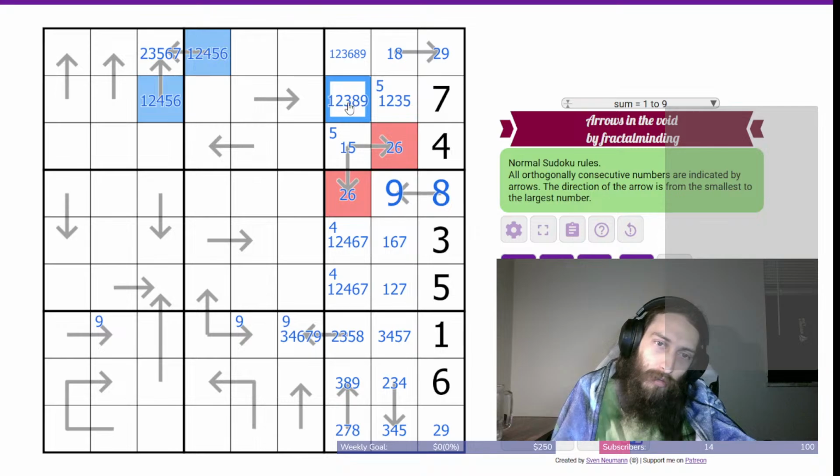Can this be a 2? Well, if this is a 1, it can't be. If this is a 5, this is 1, 2, or 3, but a 2 would eliminate all of those possibilities, so that can't be a 2.